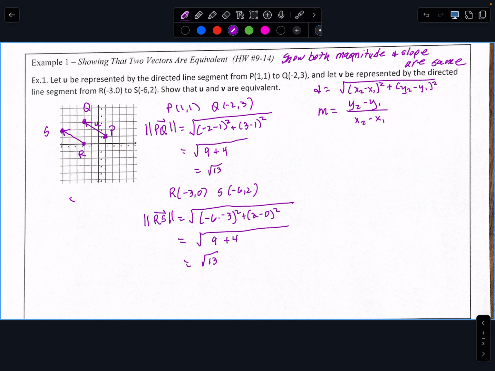So vector PQ is also known as u, so I'm just going to say the slope of vector u. And I'm going to use these same 2 points. Change in y, 3 minus 1, over change in x, negative 2 minus 1. And so you get 2 over a negative 3, and you have a negative 2/3.